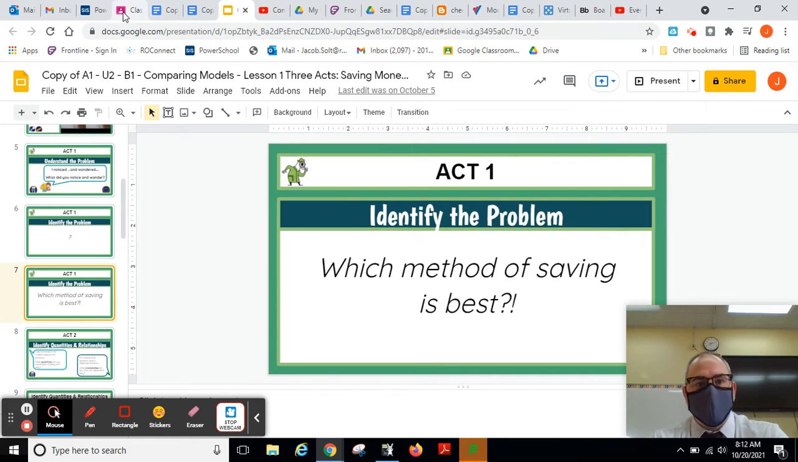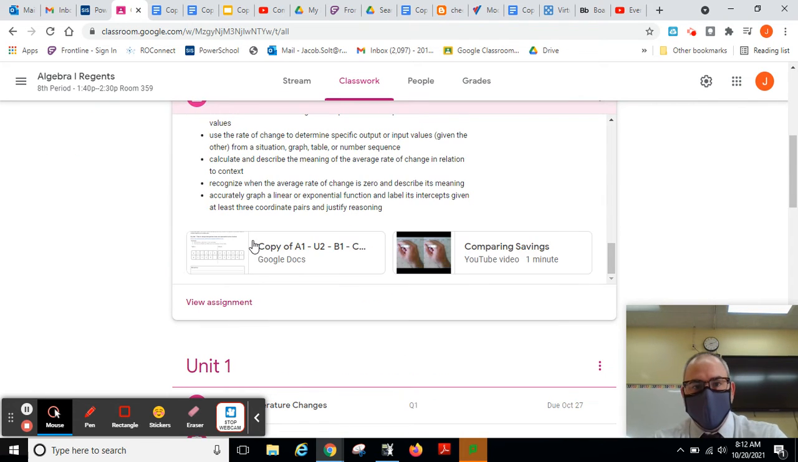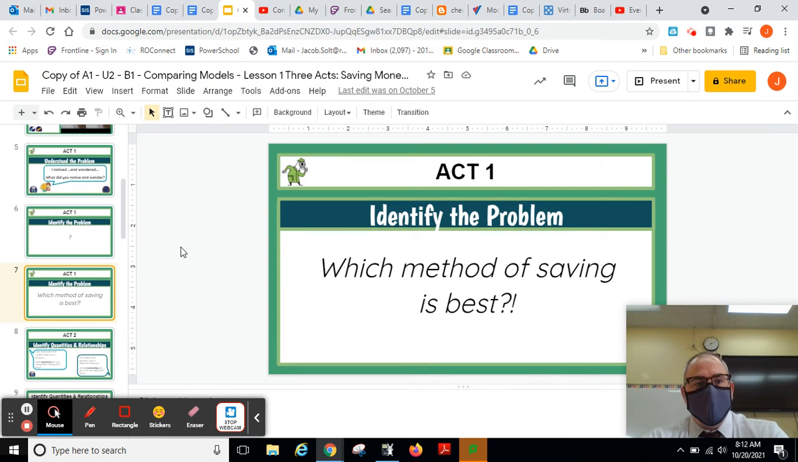Again, you can watch the video. It's right here, the video of the man and the saving and the iPhone. That video is right here. It's called Comparing Savings. All right, so now we've identified the problem, which method of saving is best. Now we need to do the next step.